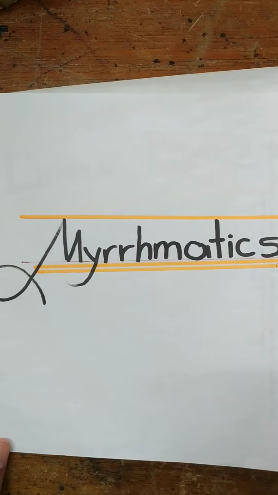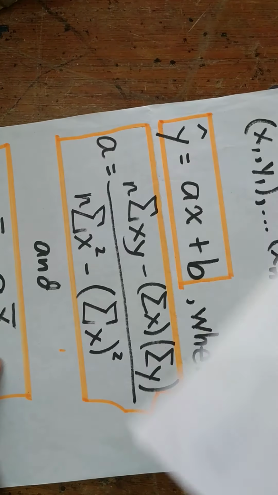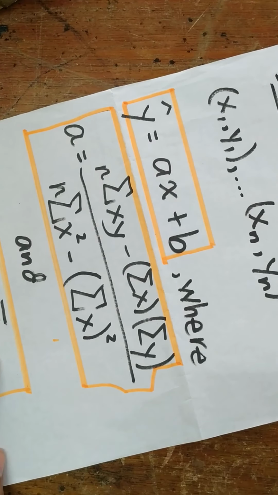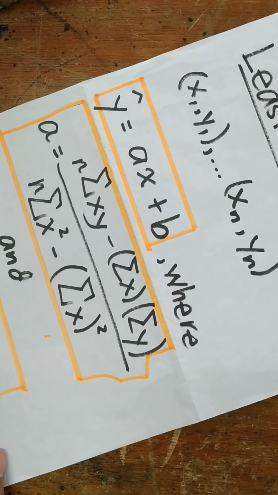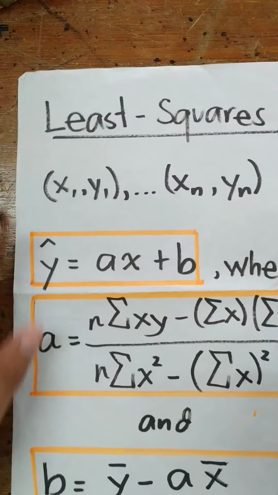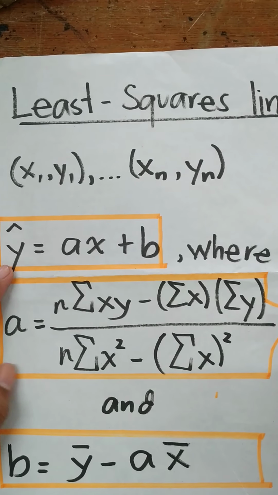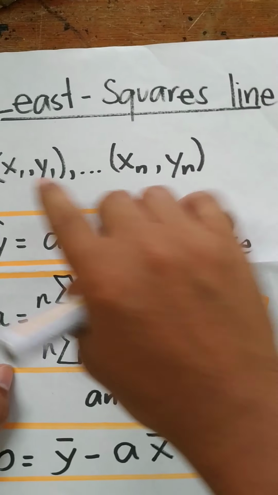Welcome to Mathematics. Our special lesson for this episode is linear regression. When we say linear regression, we are comparing two kinds of variables and how closely related they are with each other. There are various methods in linear regression, and we are going to tackle one.